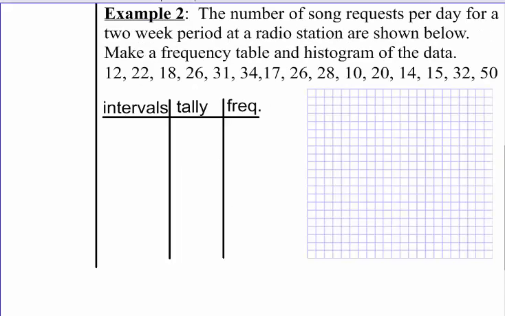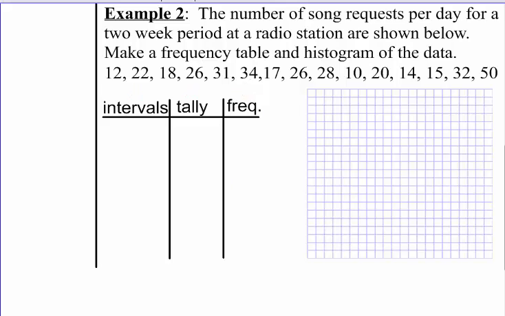So our example: the number of song requests per day for a 2-week period at a radio station are shown below. Make a frequency table and histogram of the data. So we've got our data values. Note the frequency table is already set up. So you have a column with your intervals, and we'll discuss how to set those up. You have a tally column that allows you to keep your numbers the way they are given to you, and you can just put tally marks in the interval that they belong to as you go through your list. And then at the end, you've got the frequency where you can count up how many tally marks, which counts how many numbers are in each of those intervals. Then we can make our histogram.